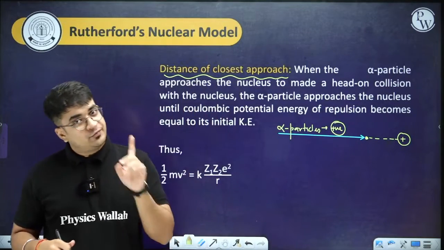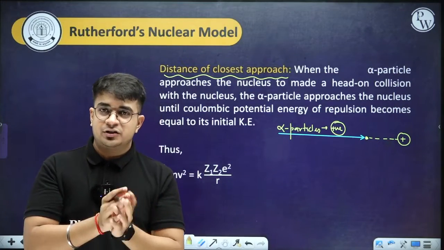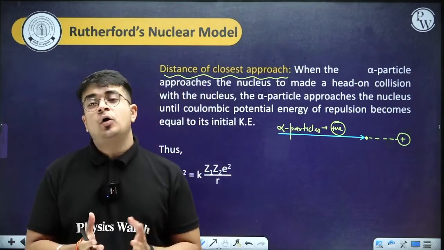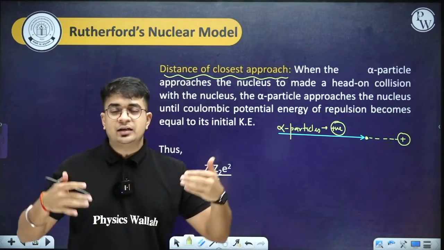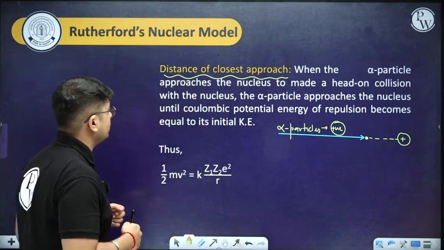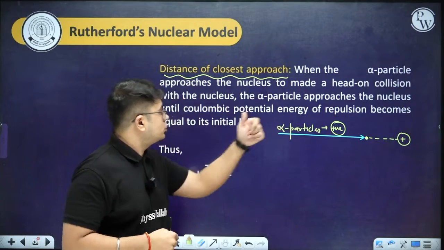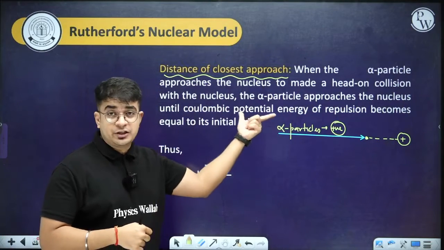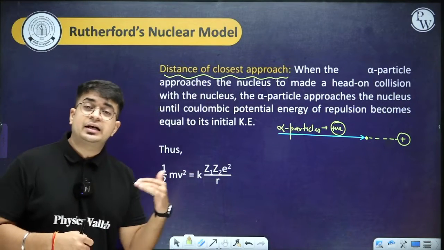It can move, but it will not collide directly with the nucleus because there is a specific force of attraction and a specific region of positive charge. Again, I'm bombarding positively charged particles, so they can move to a particular distance where the forces are balanced with each other. In this case, the alpha particle approaches the nucleus until its Coulombic potential energy of repulsion becomes equal to the kinetic energy.